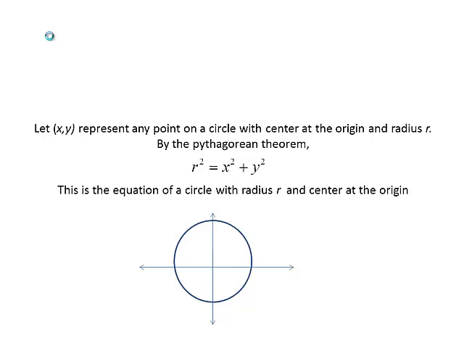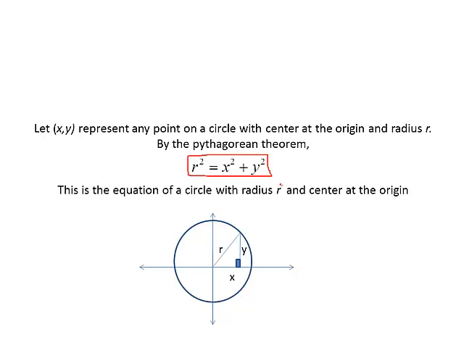So we're going to let x and y, a point, represent any point on a circle with center at the origin, and radius r. If we use the Pythagorean theorem, if we went out by a factor of x and up by a factor of y and used the radius to draw a circle, you can get the equation of this circle. So the equation of the circle with radius r and center at the origin would be r squared equals x squared plus y squared, because we're using the Pythagorean theorem to find our radius, and then we can continue this all the way around until it makes a circle.